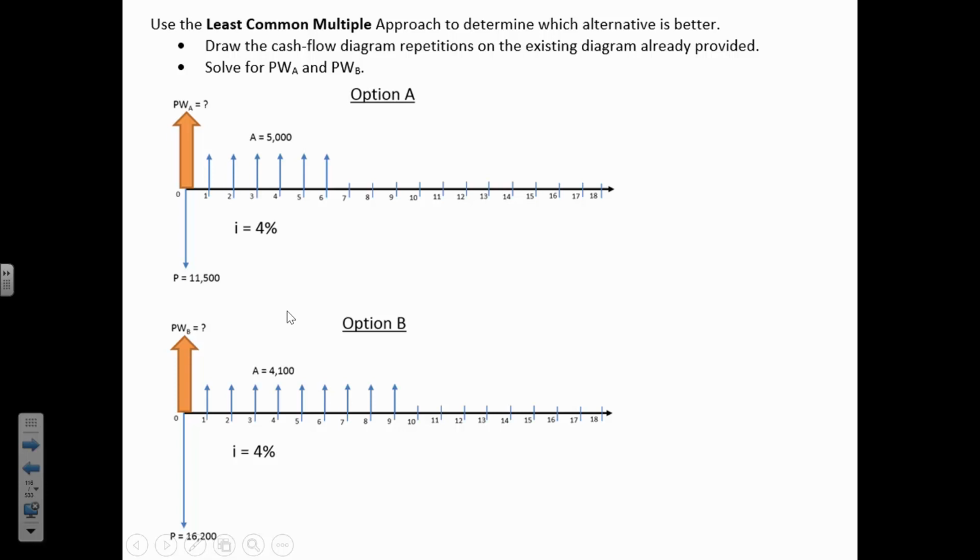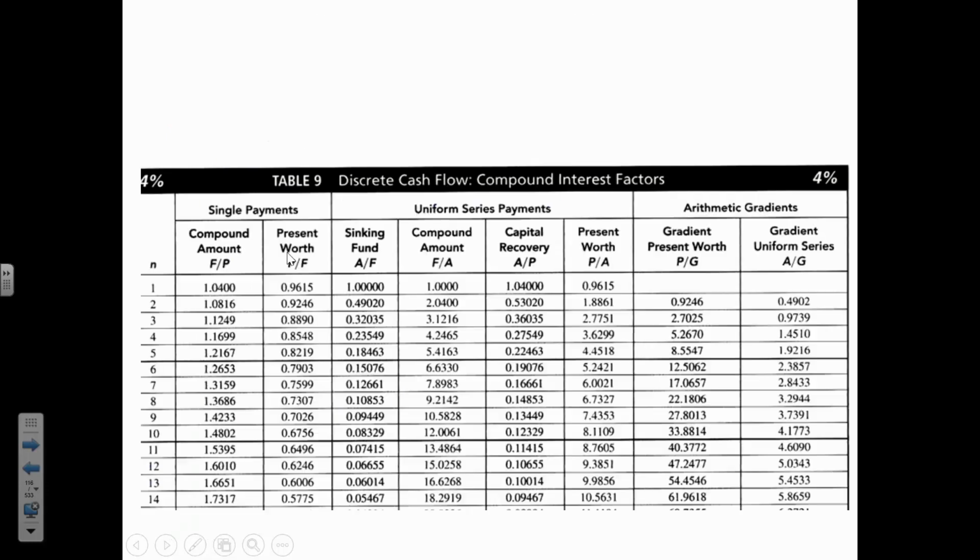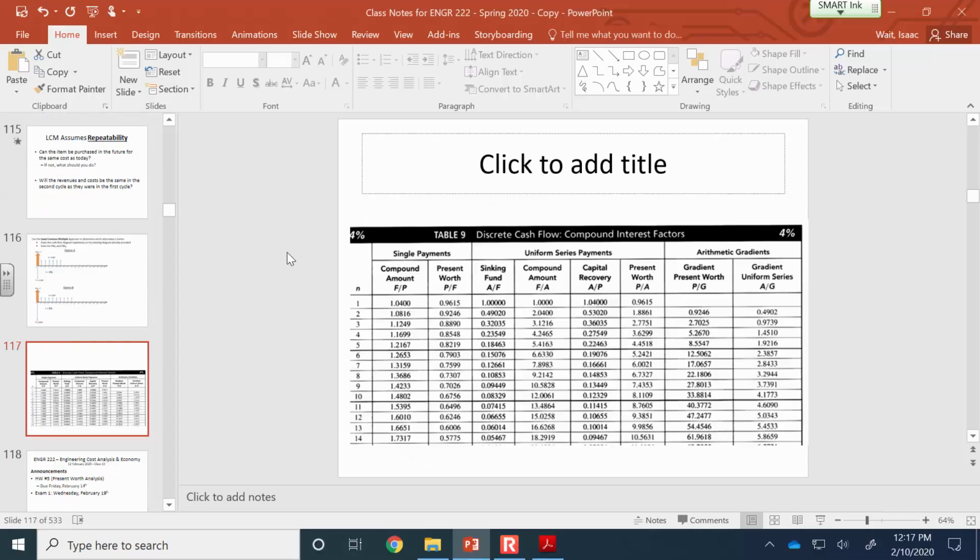And then the second problem is this one. It's on the back side of the paper. And unfortunately, it says to do it at 4%. And I didn't give you the 4% table on the handout, but here it is. I'll put this up on the screen so you've got it available when you're working on the second problem on the back.